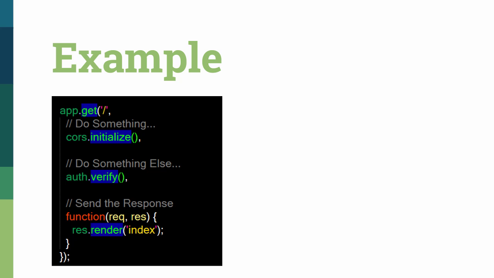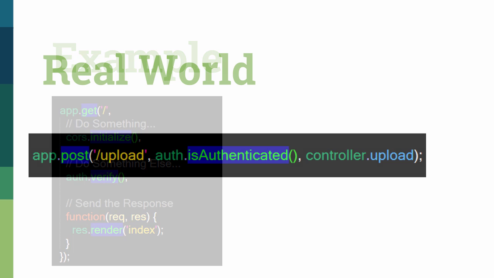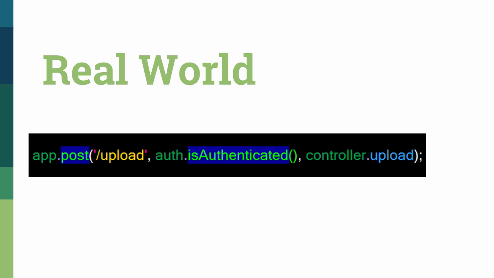Now, let's take a look at a more real-world example. Here, I've defined a route located at /upload. Now, I only want authorized users to be able to navigate to this route. So what I've done is I've added an auth.isAuthenticated method as a piece of middleware. So isAuthenticated is a function that does the work of checking whether or not the user is logged in. And if they are logged in, then we'll pass them along to the next piece of middleware, which is controller.upload. And in this instance, we'll handle our uploads.